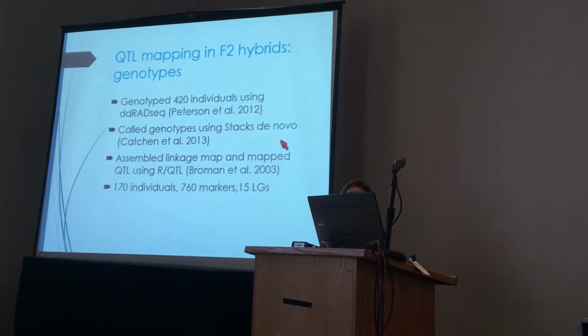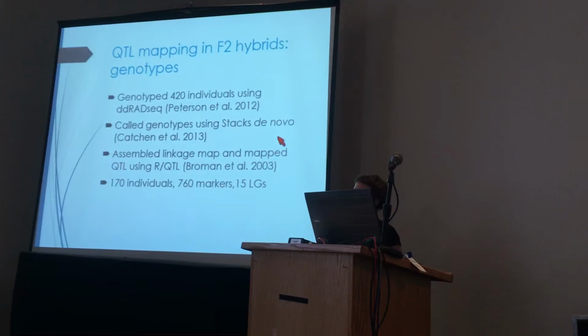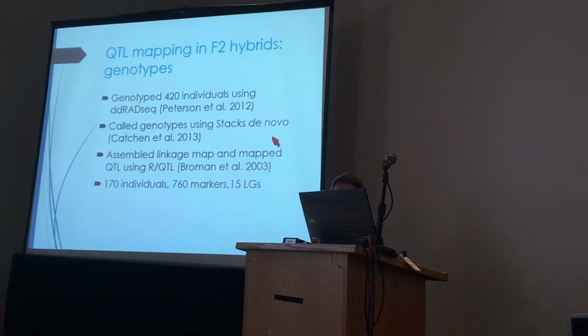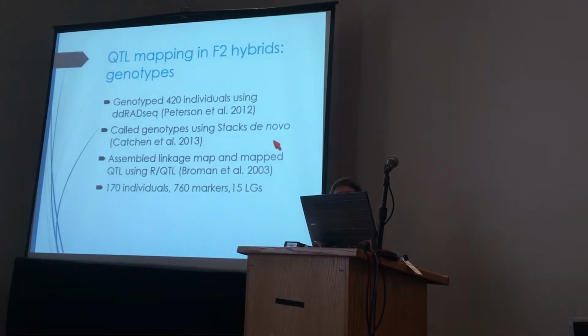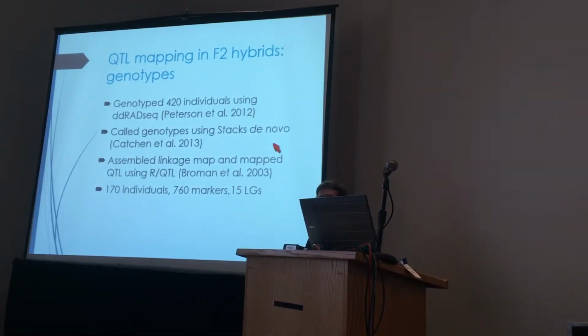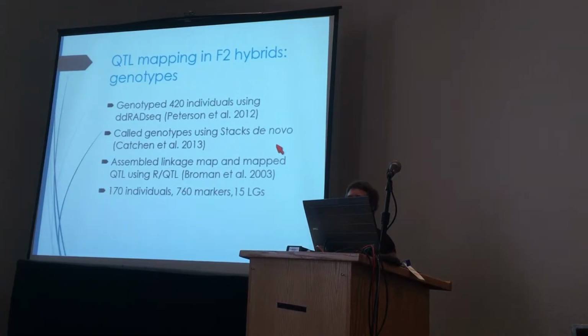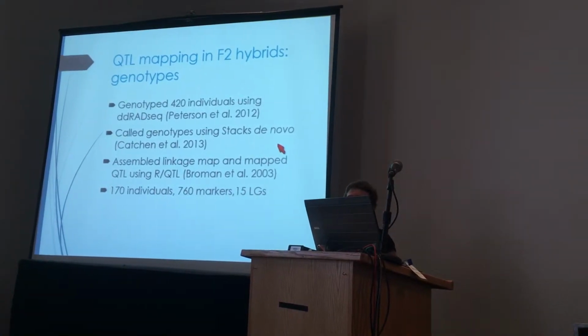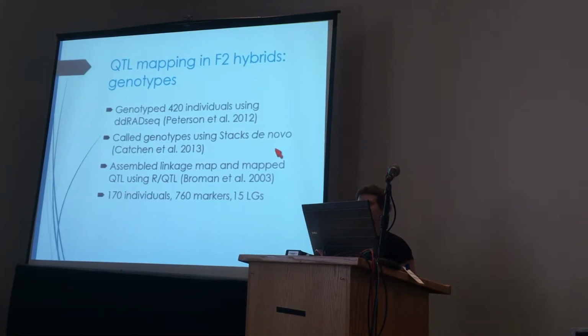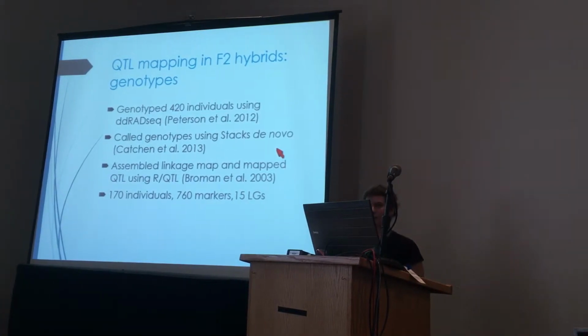I genotype all of these using one of the many genotyping by sequencing approaches that people are using now. I call genotypes in Stacks de novo, assembled my linkage map, and mapped my QTL in R/qtl. In this version of the linkage map, we have 170 individuals with 760 markers, and they assemble into the number of linkage groups we expect, which is very reassuring.